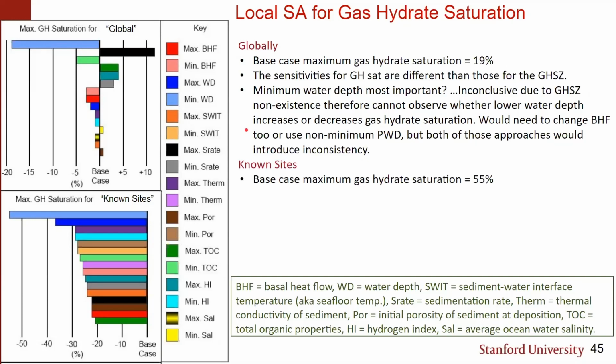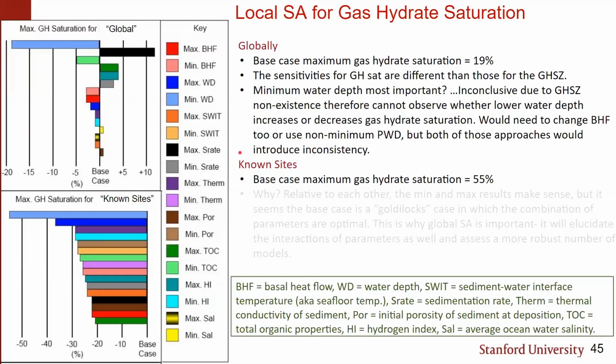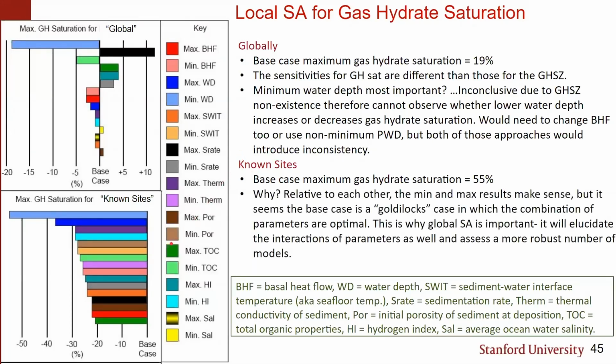For the known sites, the base case scenario has up to 55% saturation, so keep that in mind. In the known sites, we seem to have more promising accumulations. Now, this tornado plot is somewhat strange. Essentially, every variation reduces the saturation of the models compared to the base case.